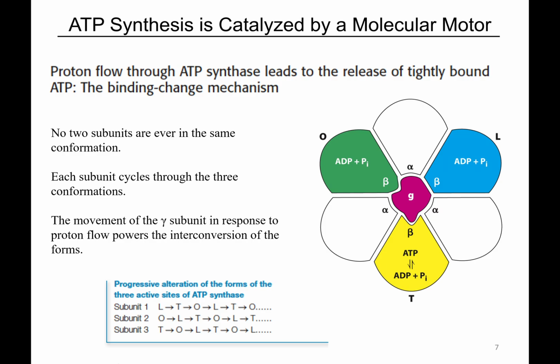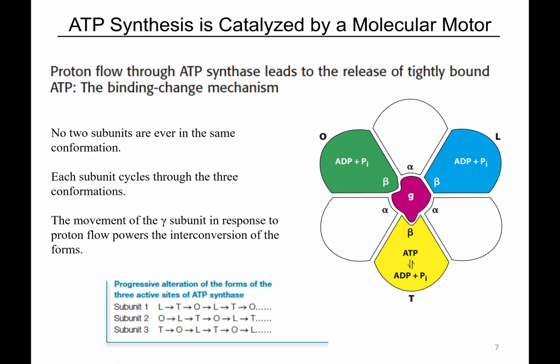It's a naming convention that's similar to what you learned with hemoglobin, right? The R state and the T state, so relaxed or tense, same idea here. The open state means that the substrates, ADP and inorganic phosphate, can freely diffuse out. Okay, so in this situation here, they are not bound, things actively and quickly diffuse out.